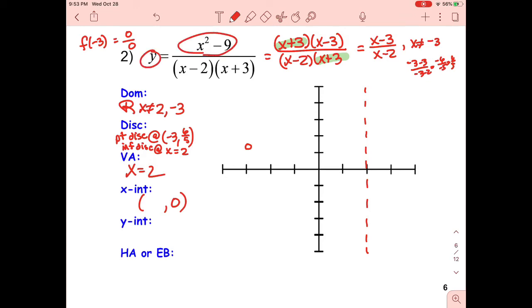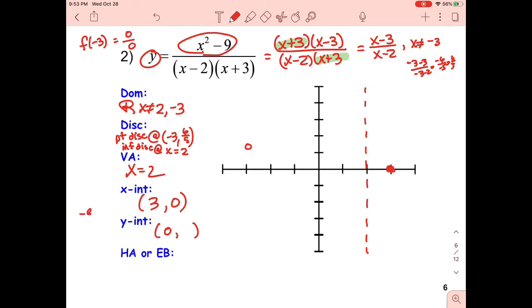X-intercept occurs when y is 0, and the only way y can be 0 is if the numerator is 0. Now, there are two numbers that make the numerator 0. However, one of them is not in our domain. Remember, our domain cannot have negative 3 in it. Negative 3 does make the numerator 0, but it also makes the denominator 0, so that's not in the domain. But positive 3 will be an x-intercept. So we plug that in, put that point, plot it.